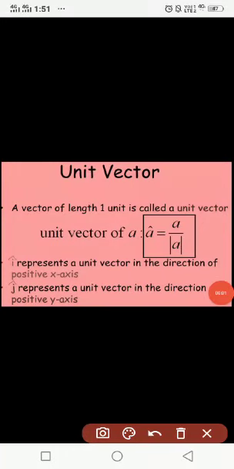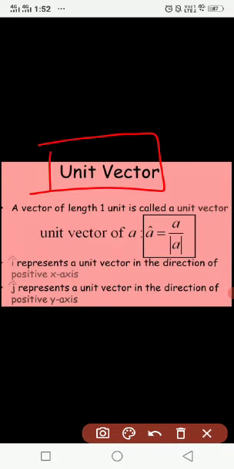Hello everyone. I hope you understood about vectors and its types. So let us discuss one more type of vector before studying addition, subtraction and multiplication of vectors. So today we are going to discuss unit vector and some numericals based upon the same.